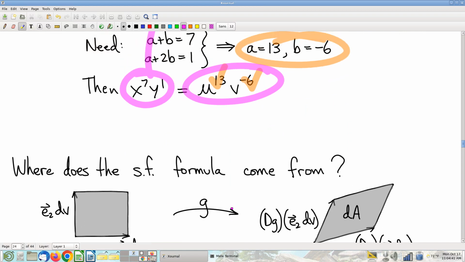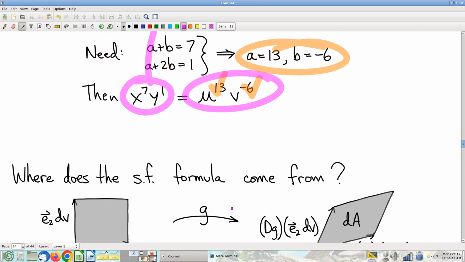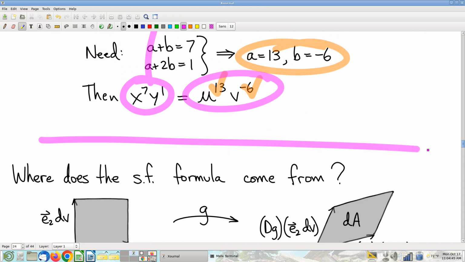Okay. And we are out of time, so we will draw the line right there. Next time, I'll start off by showing you where the stretching factor formula came from, and we'll proceed.